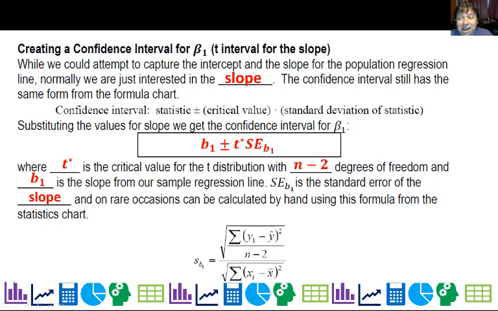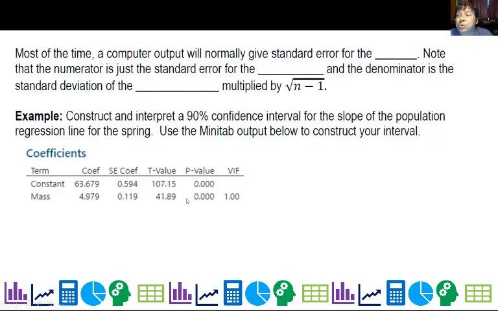Most of the time, you're not going to have to do that. A computer will normally give the standard error for the slope, and so will your calculator. And that is just the standard error for the residuals, and the denominator is the standard deviation of the x value. So the numerator is the standard error for the residuals. Denominator is standard deviation for the x values multiplied by n minus 1. We're not going to go into the derivation here.